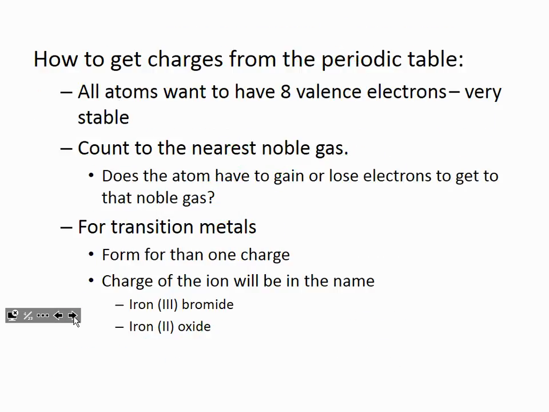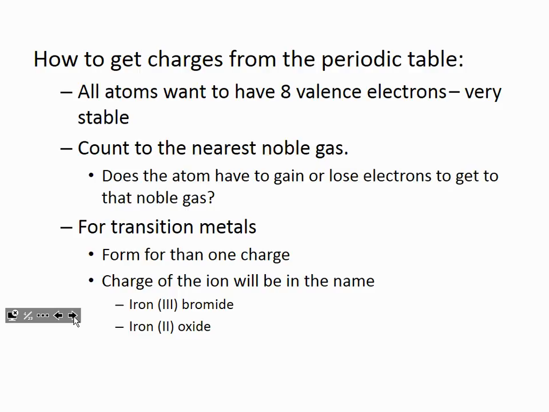Now, we learned last unit that we can get charges of ions from the periodic table because the atoms will bond so that they can fill their s and p sublevels. The s sublevel having 2 electrons, the p having 6, 2 plus 6 is 8.